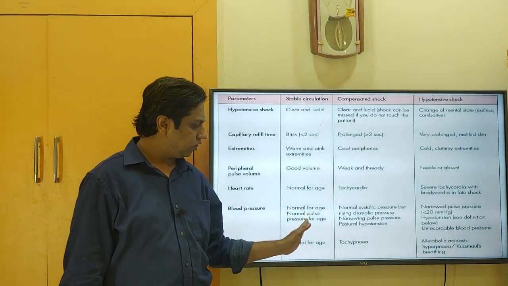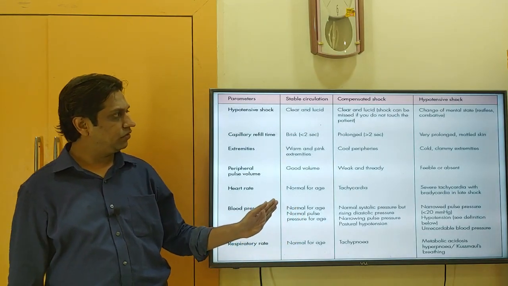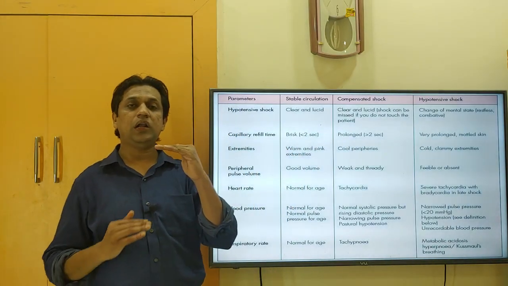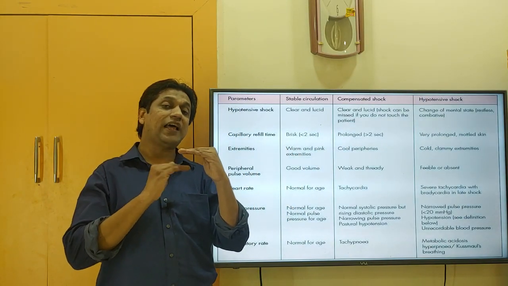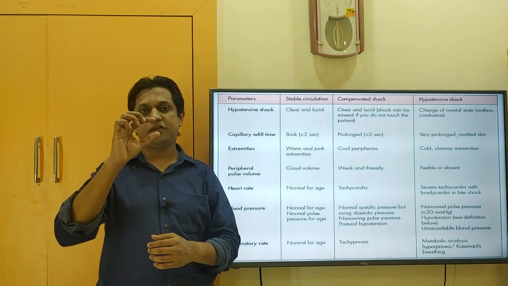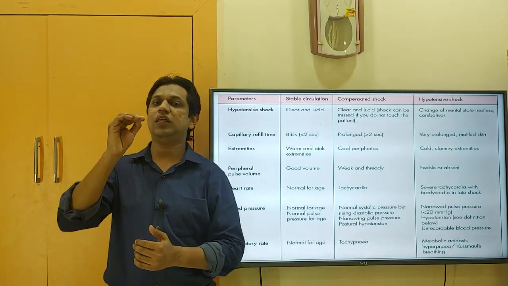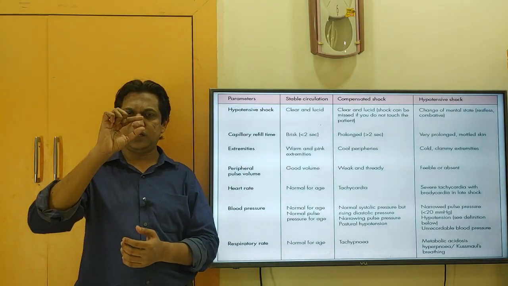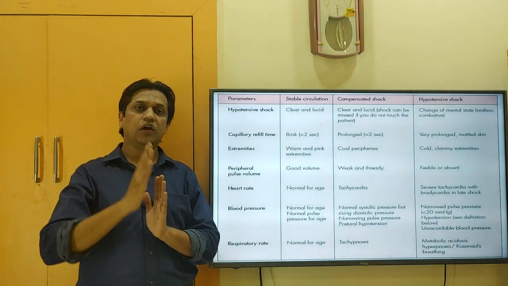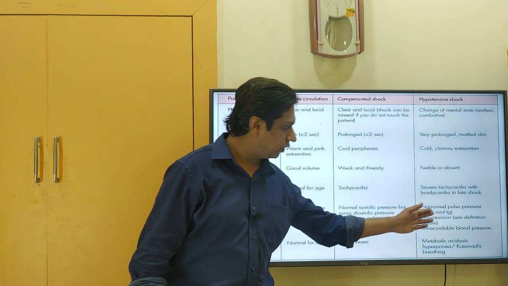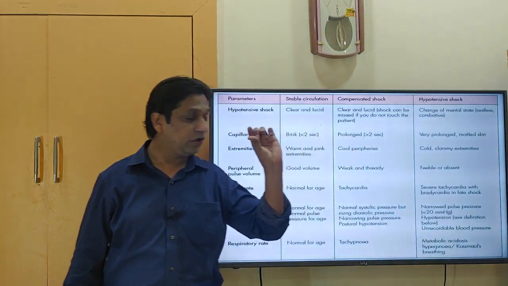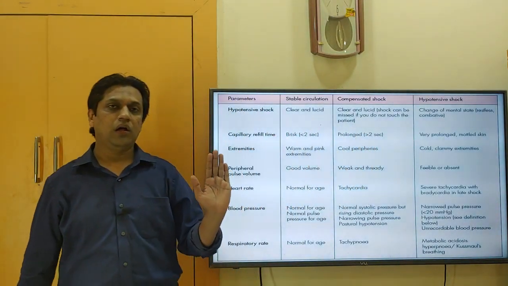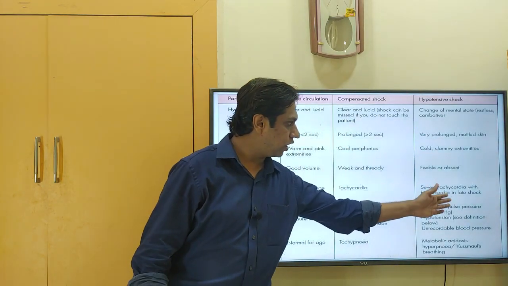So blood pressure and the normal pulse pressure will be there for a particular age, but if there is compensatory shock, the systolic blood pressure will be normal, but there will be a gradual rise in the diastolic blood pressure, that is the pulse pressure. Pulse pressure means the difference between the systolic and diastolic blood pressure. So this will classically narrow as the disease progresses. If the pulse pressure is narrowed to less than 20, it is almost diagnostic that the disease is progressing to compensatory shock or hypotensive shock.